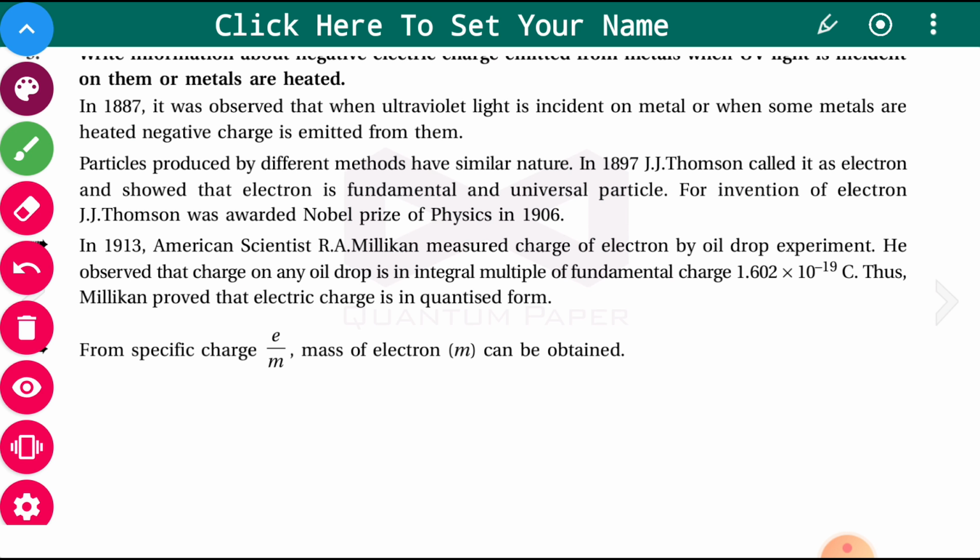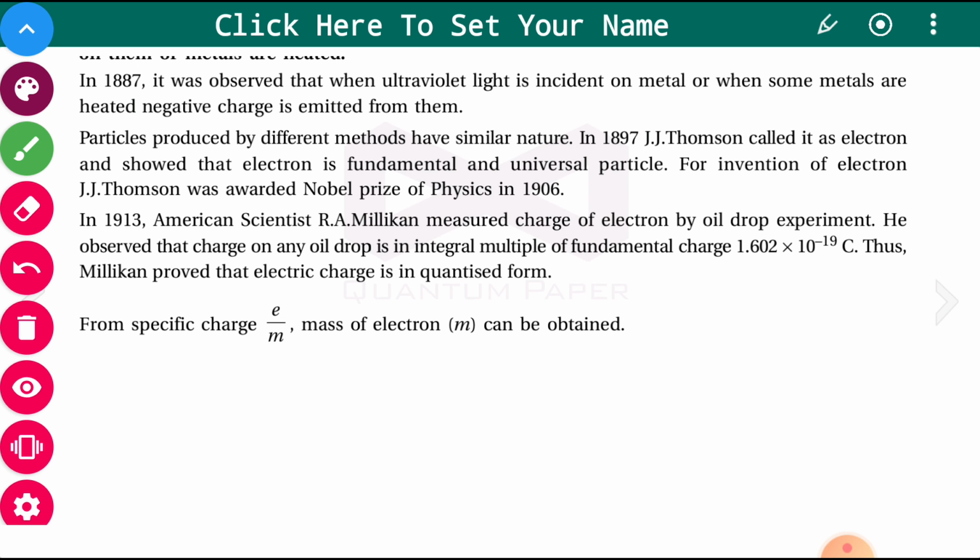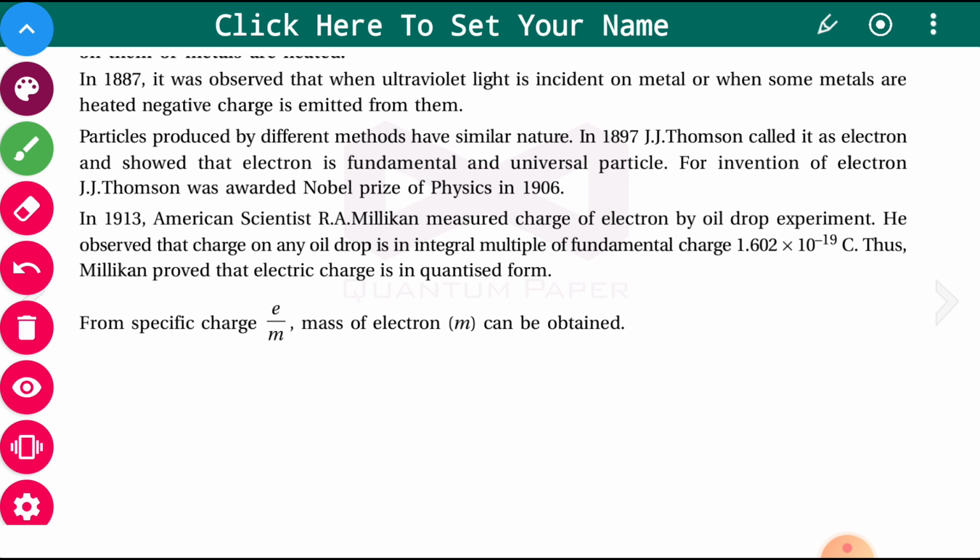Particles produced by different methods have a similar nature. In 1897, J.J. Thomson called it the electron and showed that the electron is a fundamental and universal particle. Electron is a fundamental and universal particle. For the invention of the electron, J.J. Thomson was given the Nobel Prize in 1906.